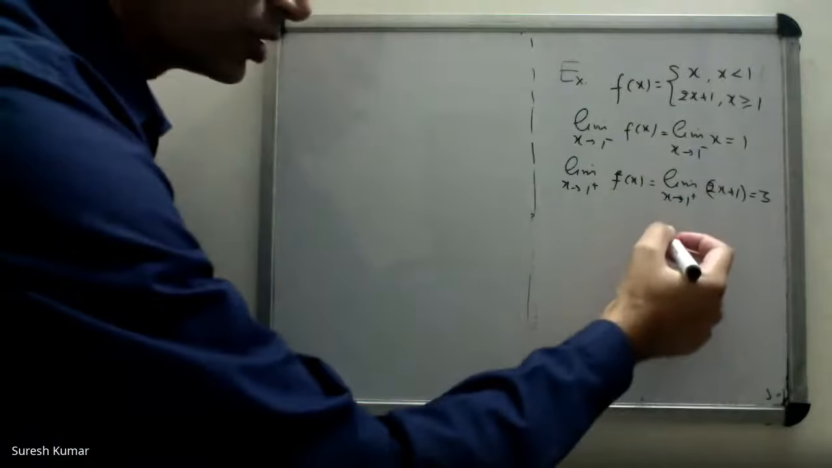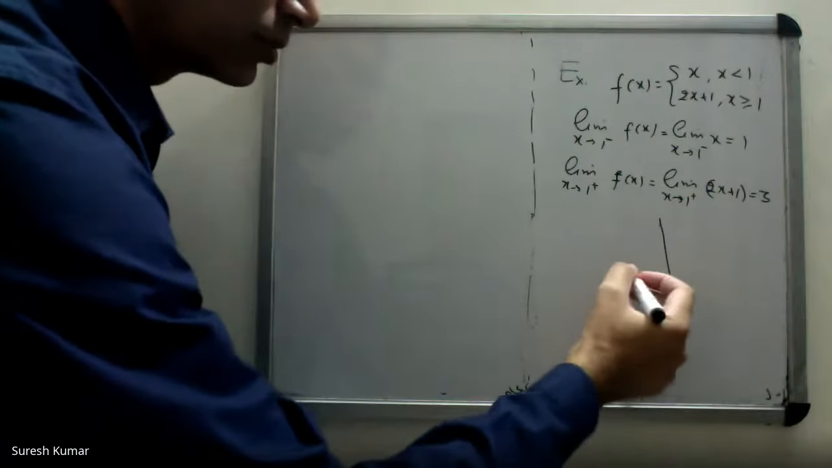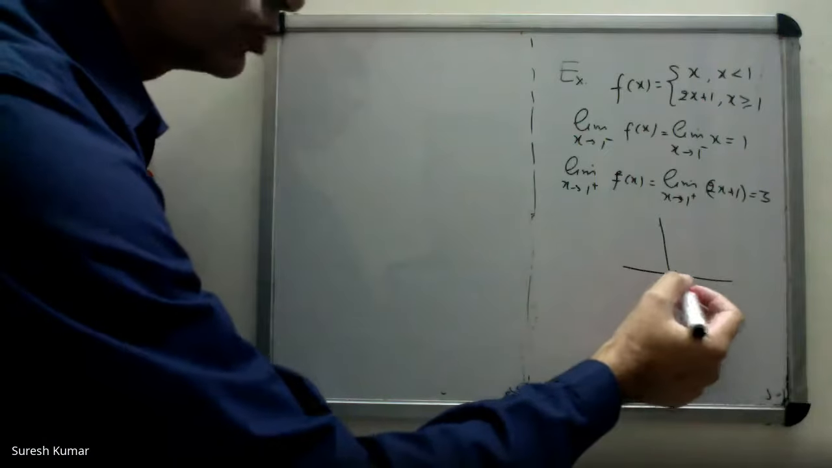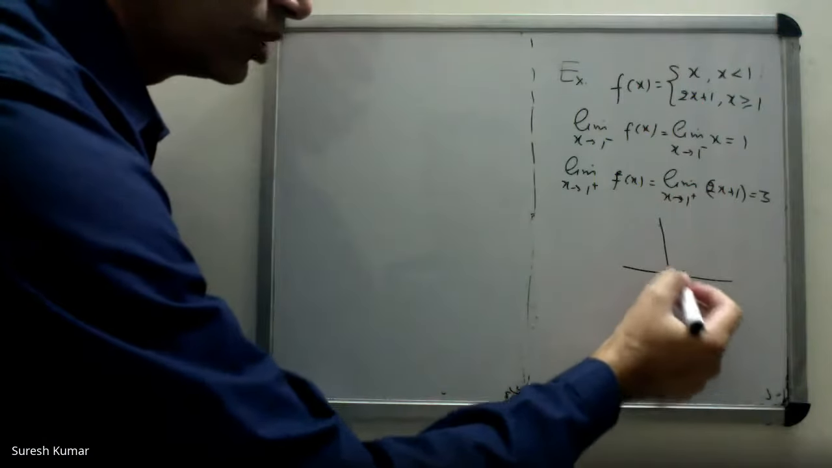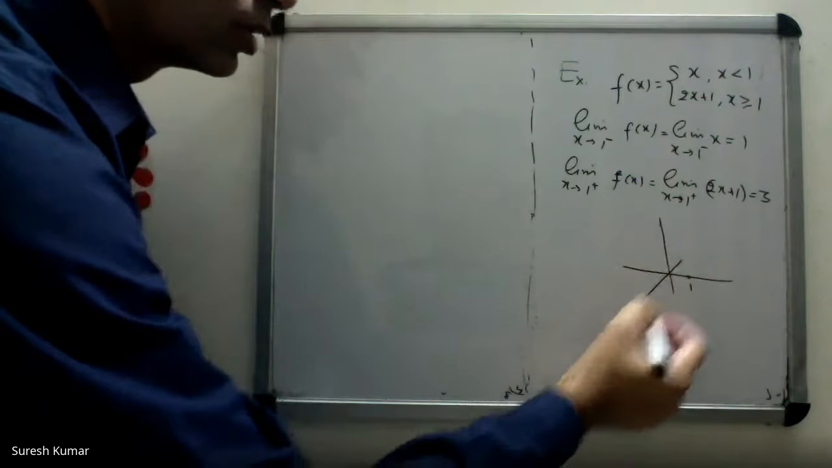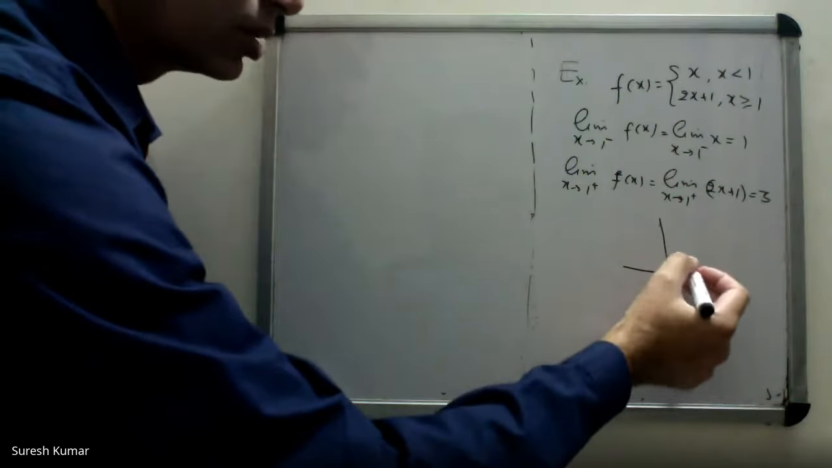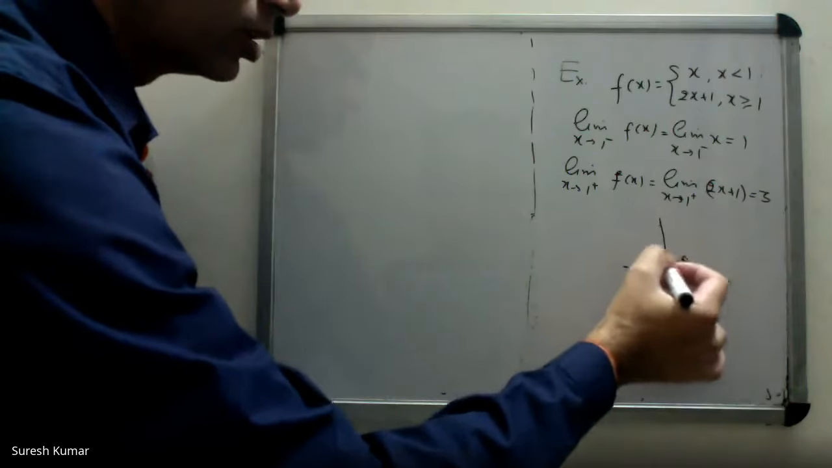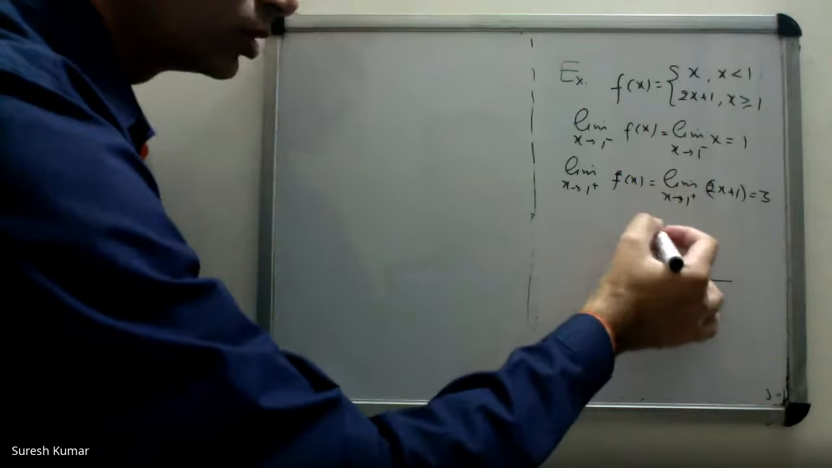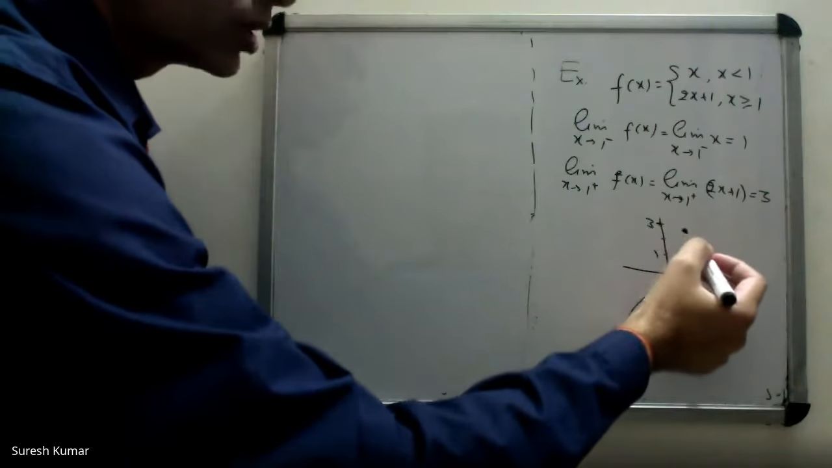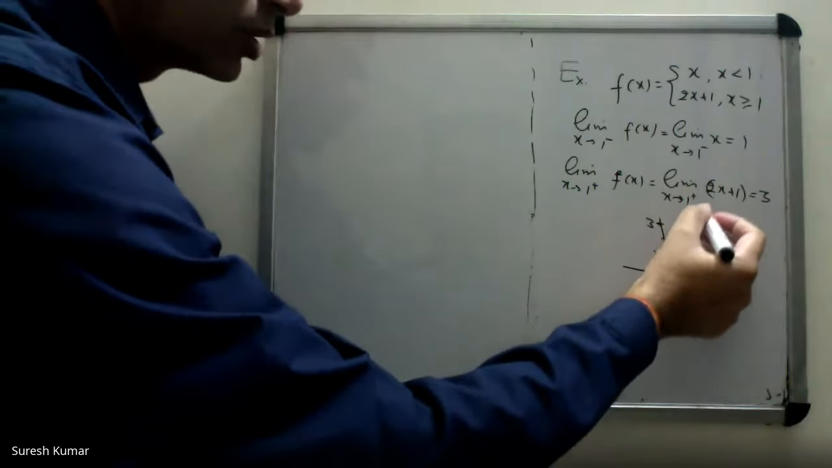Geometrically also you can understand it. It is x for x less than 1, means up to 1 it goes like this. Okay, here it is empty. Corresponding to 1, which point you have 3? 1, 2, 3. So the graph starts from here. 2x plus 1, it goes like this.